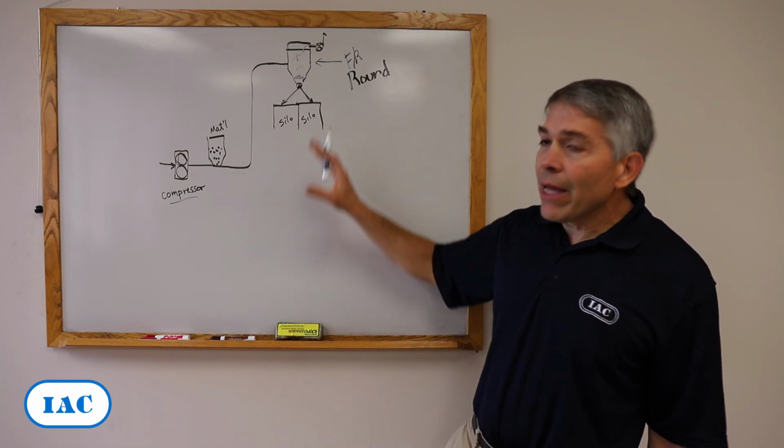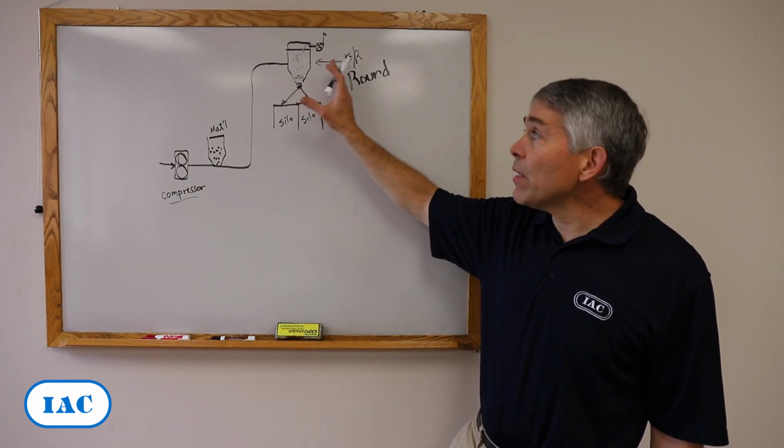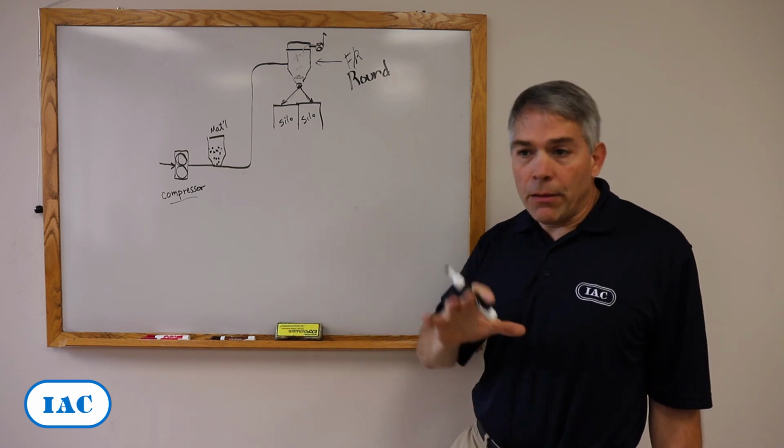So if you're going to install a pneumatic conveying system, make sure you use a filter receiver with a round housing, and that's something that IAC can help you with, from the spec to the installation and the whole project.